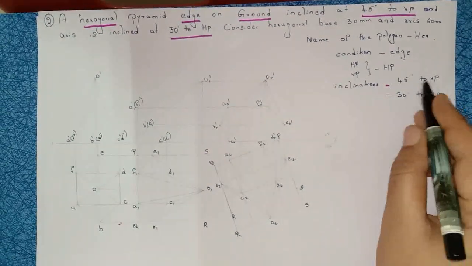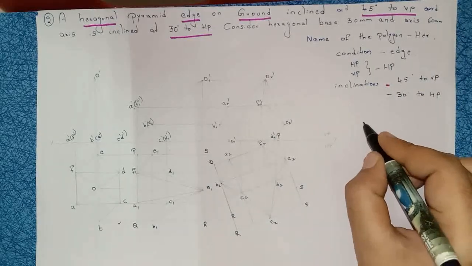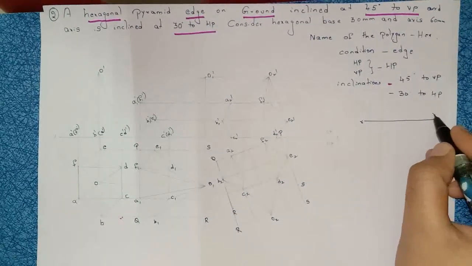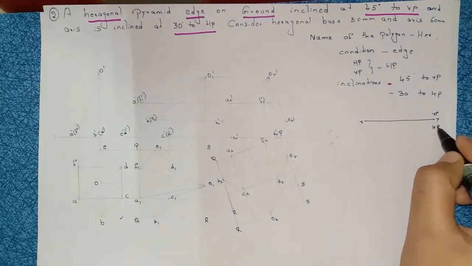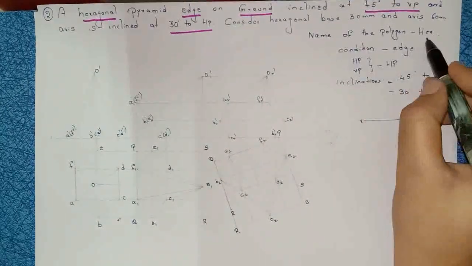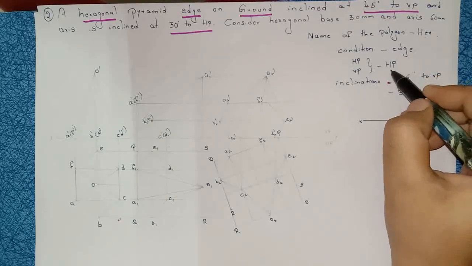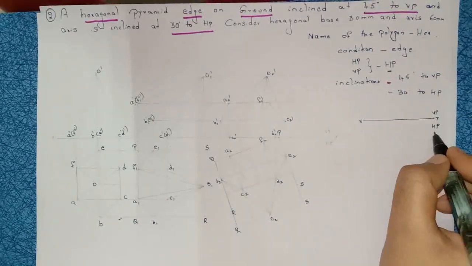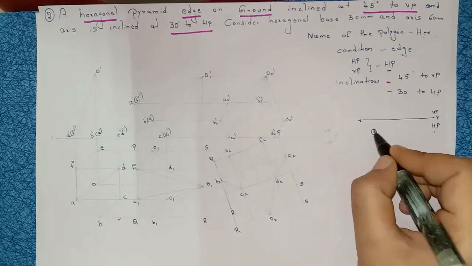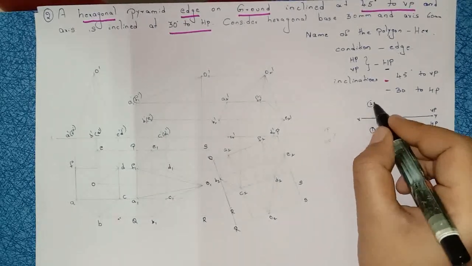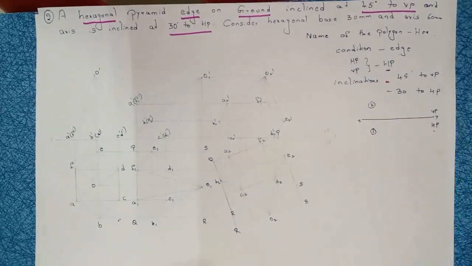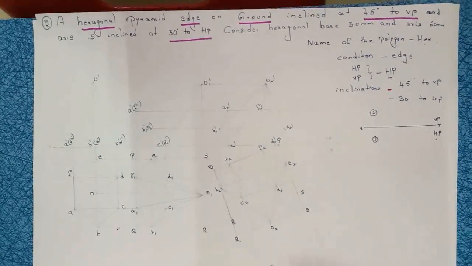Now see this question. XY, vertical plane, horizontal plane. You have to draw the hexagonal edge on HP, so we have to start the problem on the horizontal plane. This is the horizontal plane. 1. If you project this one, you will get 2. So 1, 2 is over. Now, coming to construction.